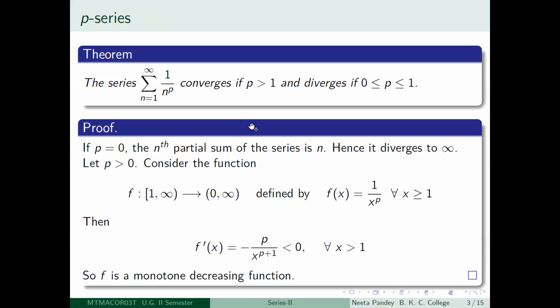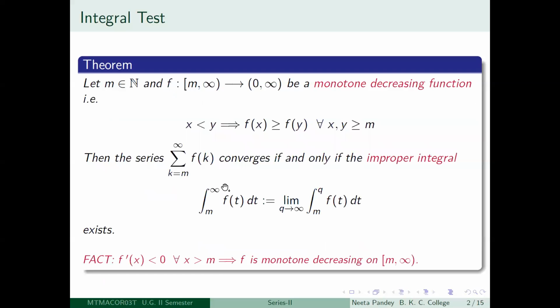And what will be my function? It will be completely determined by the series. So the series was 1 by n to the power p. So I choose my function to be f(x) equal to 1 by x to the power p, so that when you write down f(n), that just becomes equal to 1 by n to the power p, right? That is what you wish to have.